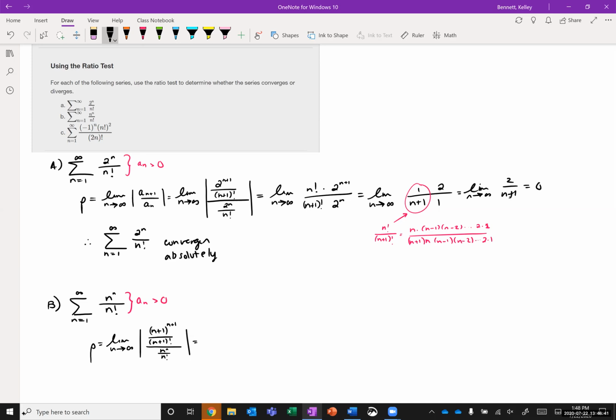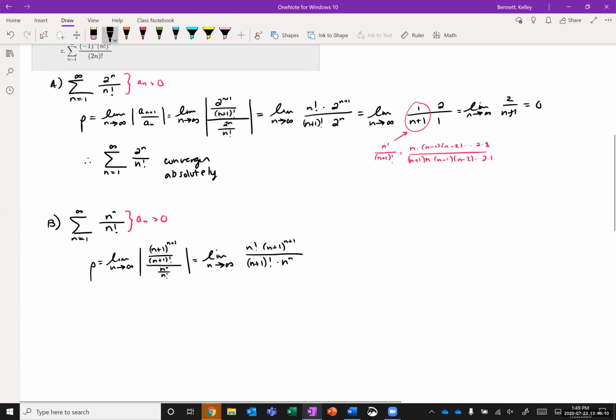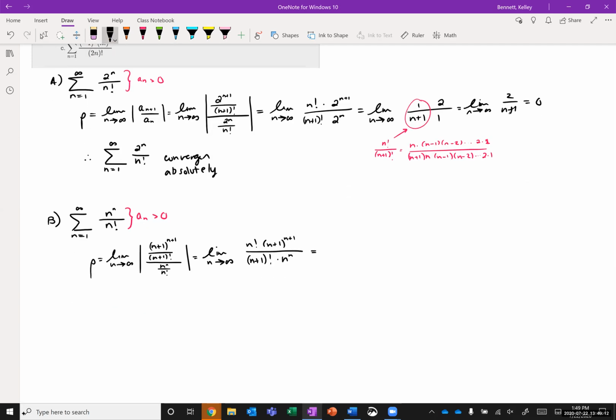And again, everything in here is positive. So I can remove the absolute value notation. And I just get n factorial times n plus 1 to the n plus 1 over n plus 1 factorial times n to the n. So this one, I think, is very fun. All right. I'm going to separate a few terms.